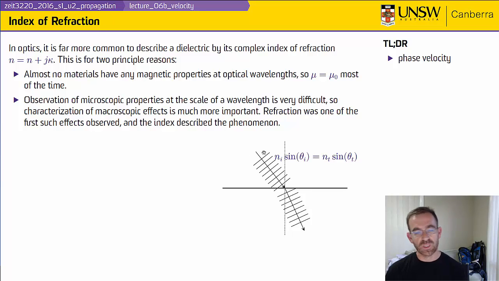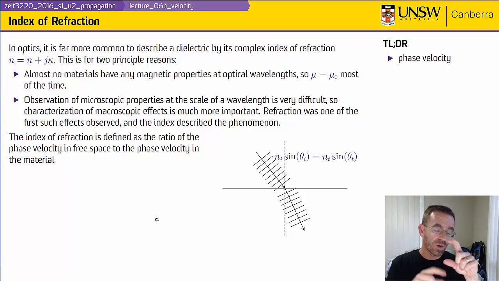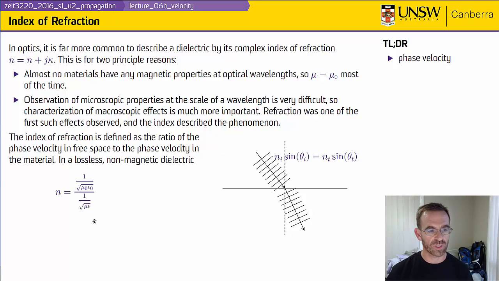And so refraction, as we see here, was one of the first effects that was observed, and the index of refraction was used to describe it. We can define the index of refraction as the ratio between the phase velocity in free space to the phase velocity in the material. And for most materials, the wave slows down when it enters that material. Okay, so the speed of light in vacuum is larger than the speed of light in the material, so the index of refraction is typically greater than 1, and how much greater than 1 it is indicates how much slower the wave propagates in that material.